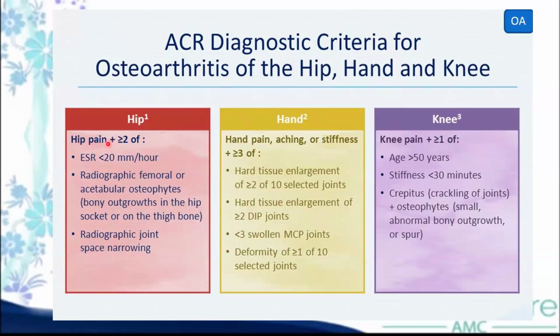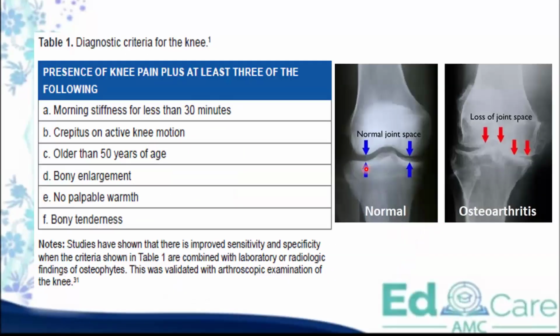So you can get a hip pain, and the osteophytes will be there in the femur or the acetabular region, with joint space narrowing, so we'll do that. And then the knee. For knee arthritis, they say age more than 50 years, stiffness less than 30 minutes, crepitus, and these bony outgrowths or bony spurs. So this was the knee, older than 50 years.